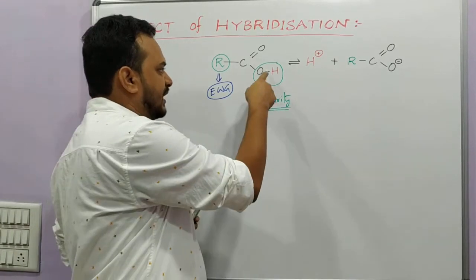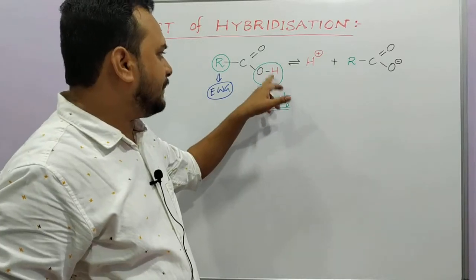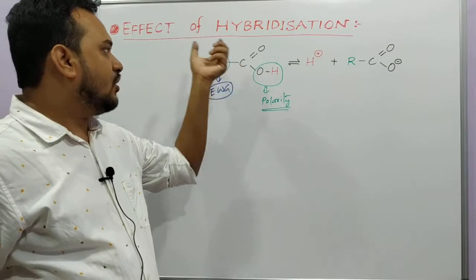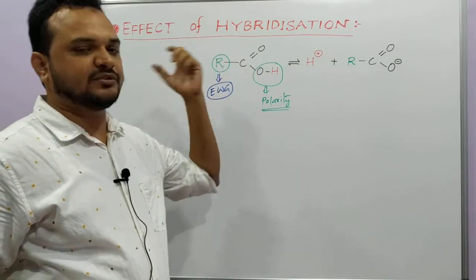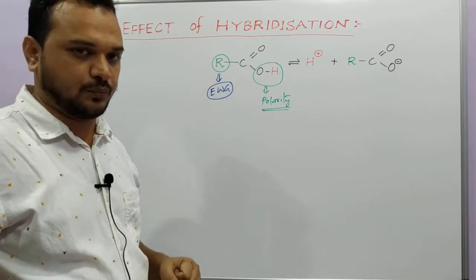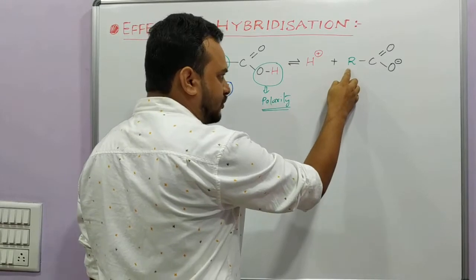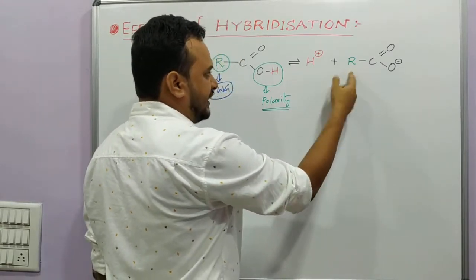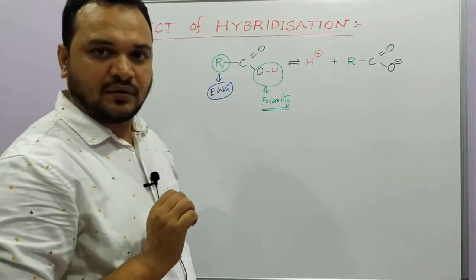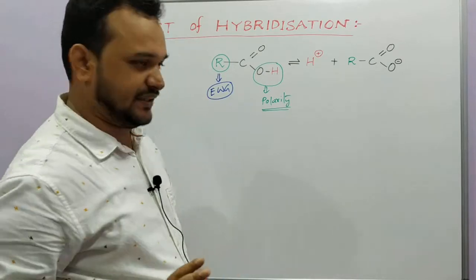If somehow you can increase the polarity of this OH bond, this hydrogen can be easily eliminated as H plus. The dissociation of this carboxylic acid becomes very feasible if this R group is an electron withdrawing group. In other words, if this R group is an electron withdrawing group, it can stabilize this negative charge by its electron withdrawing power. Right? That means the conjugate base becomes highly stable, so the acid becomes acidic.